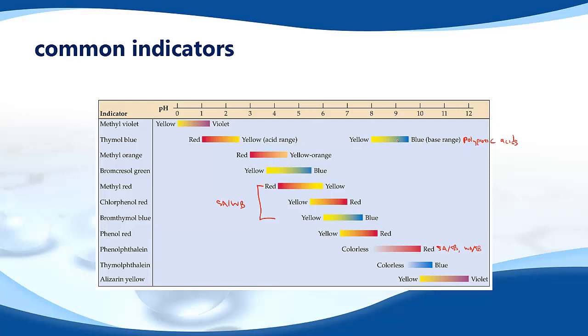All right, so these are some indicators you use. The way it'll basically work is I'll give you an indicator. I'll either give you its pKa or its pH change range, and you would pick whichever one is most appropriate given the titration that you're doing.